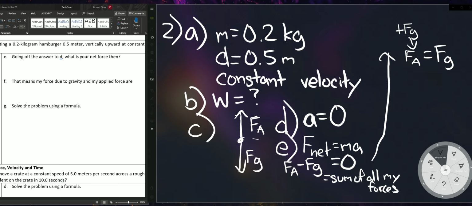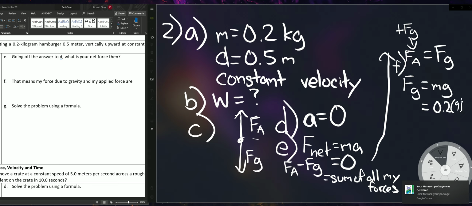Right, we want to know what FA is. Well, we know FA is equal to FG, and FG is equal to mg, and mg can be ma as well. It doesn't really matter, to be honest. So your mass is 0.2, and g is 9.8. Just believe me there, 9.8.